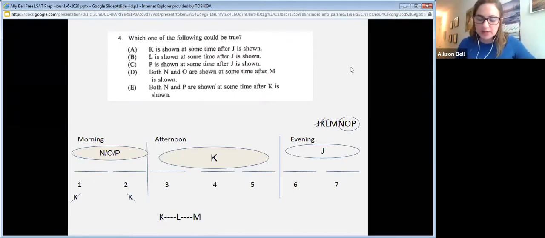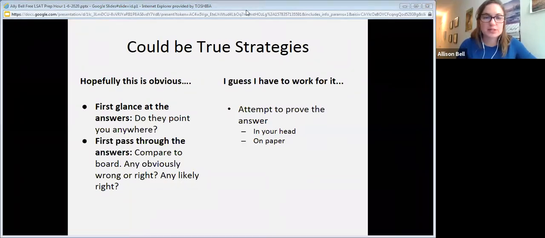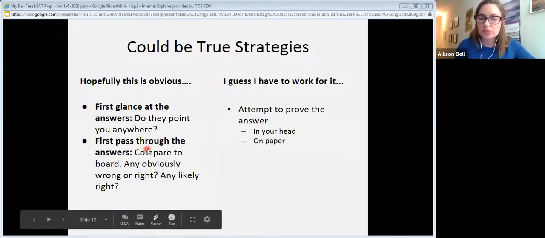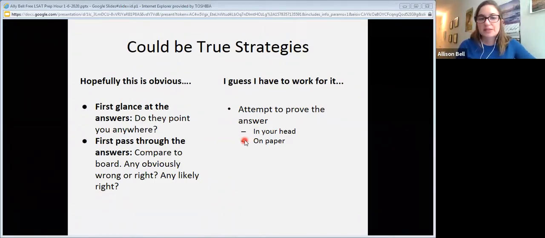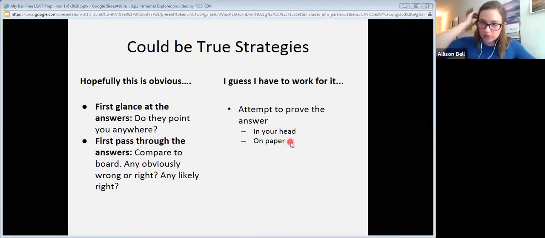Just like before, I'm going to navigate away from this question for just a second to talk about some strategies for could be true. You'll notice that they're really the same in most respects. So just like with a must be true question, I'm always going to try to take the easy way if I can. I'm going to look at the answers to see if they point me anywhere. I'm going to take a first pass through to see if any are obviously wrong or right, which ones are more likely to be right. And then if I haven't found the answer by then, I'll work for it. I'll do the work in my head if I can, on my paper if I need to.